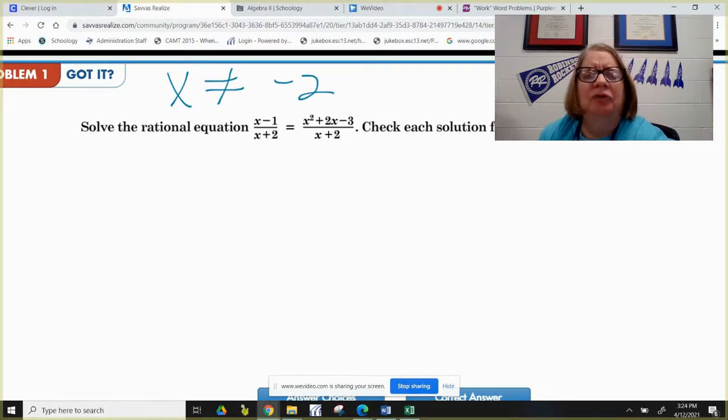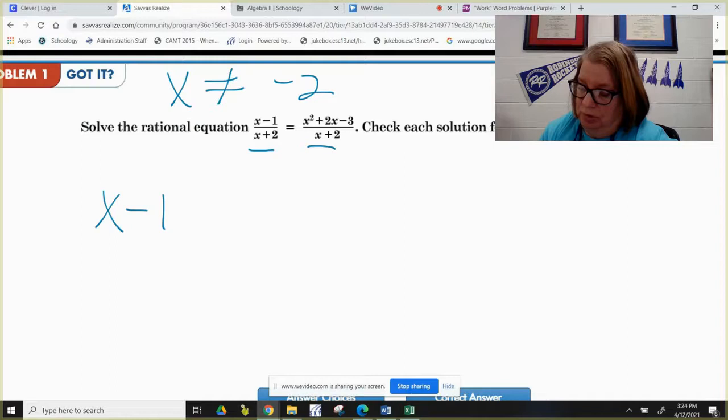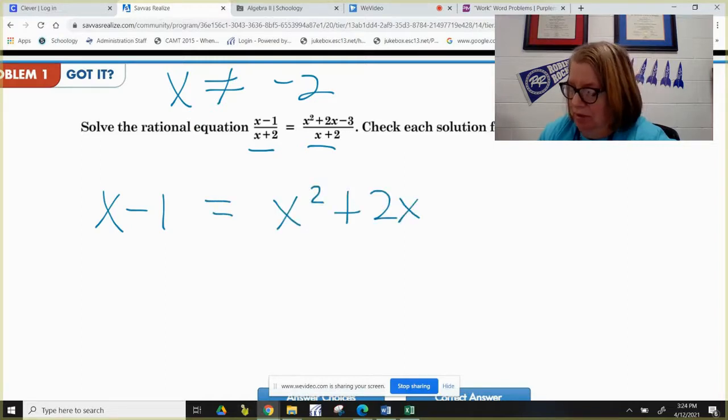Now look at these two. What do you notice? These denominators are the same. If those denominators are the same and the two values are equal, the numerators have to be equal. So I'd have x minus 1 equals x squared plus 2x minus 3. No factoring, no multiplying, we're good.